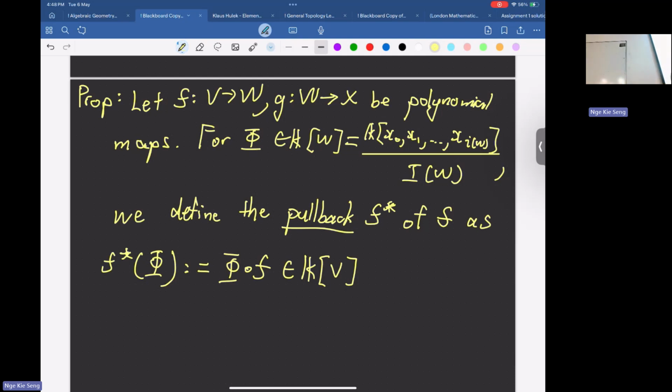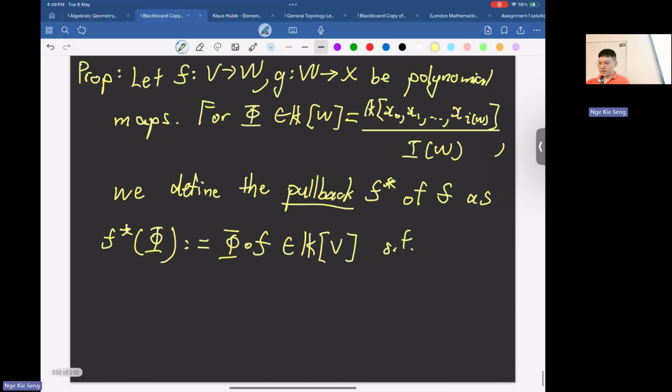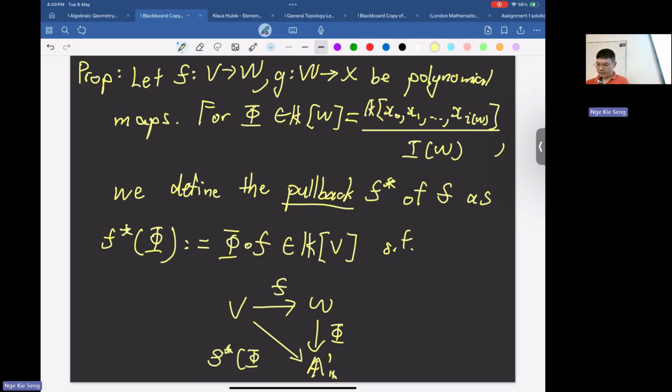Can compose or not? F going from where to where? F from V to W, phi from W to K. Everything is from V to K, so in KV. This is the main picture you need to remember here. You got a map from V to W called F, and a map from W to K, let's call it A1K here, call it big phi. And then you compose them. Do F and then do phi. This is called the pullback of F.